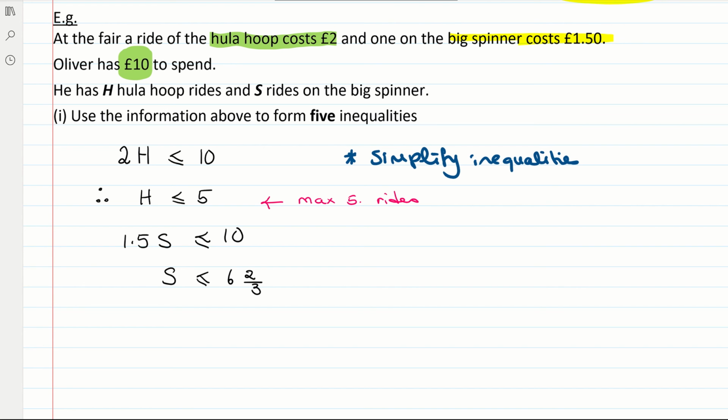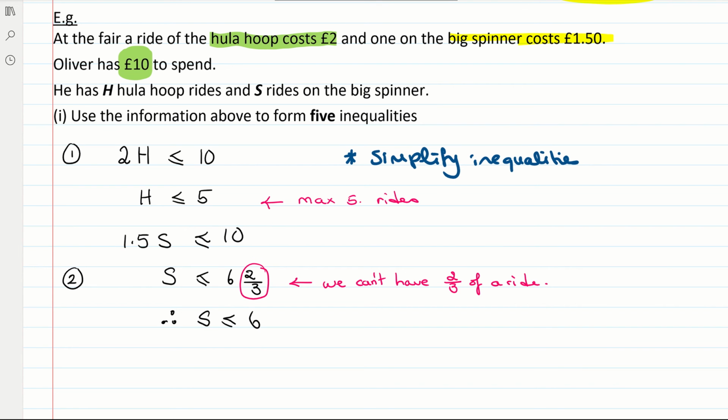Of course, however, you have to put it in context. This is not just about the numbers, it's about the context. You cannot have 2/3 of a ride, okay? So we can't have 2/3 of a ride. Therefore, that's my first one. That's my second one. S is smaller than or equal to 6. Not 7, because his £10 won't pay for the 7th ride. So just 6.